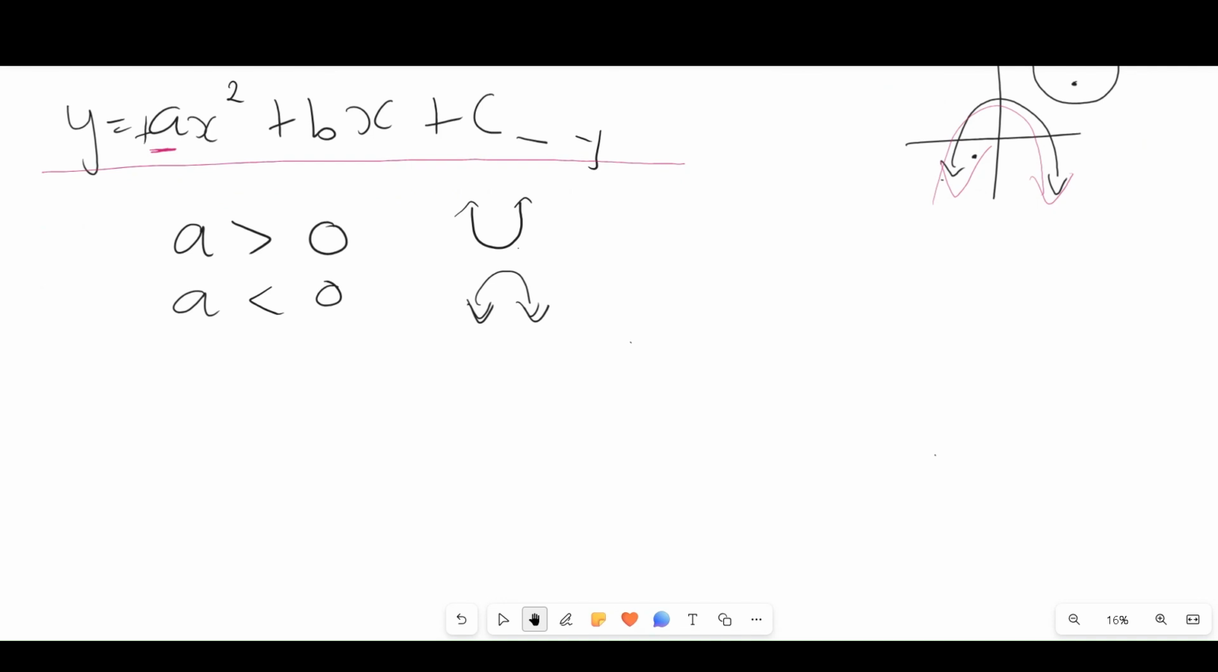Last time we were dealing with this, right? We're focusing on concave up and concave down, looking at a, which is this part, being greater than 0, meaning concave up, and less than 0, concave down.